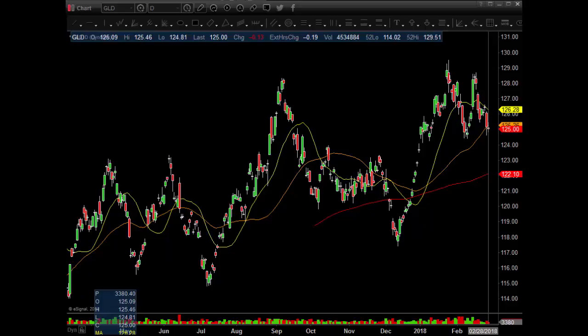Today we're looking at the GLD, the USO, and the UUP. We follow the daily, weekly, monthly time frames. We use technical analysis here at StockBookie.com.